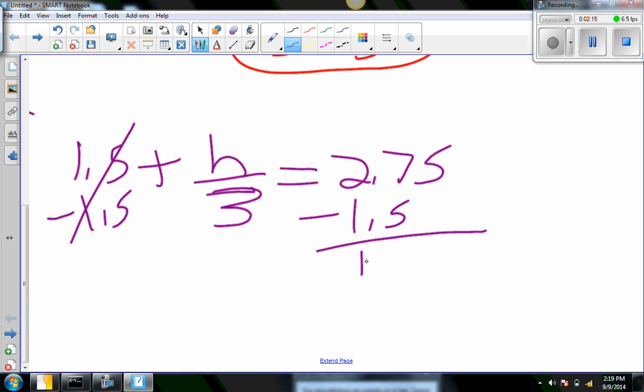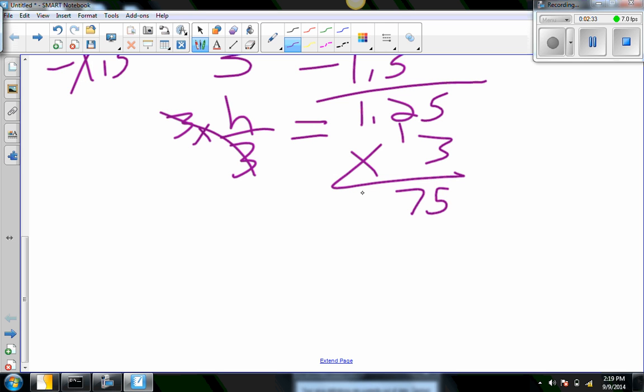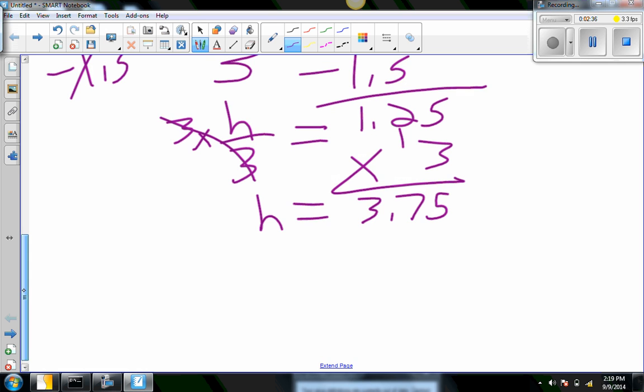Remember that you have to line up your decimals when you're adding and subtracting decimals. So that leaves me with h divided by 3 equals 1.25. And so it says h divided by 3, so the opposite would be times by 3. And so whatever I do on the left, I have to do on the right. And so I end up with h equals 3.75.